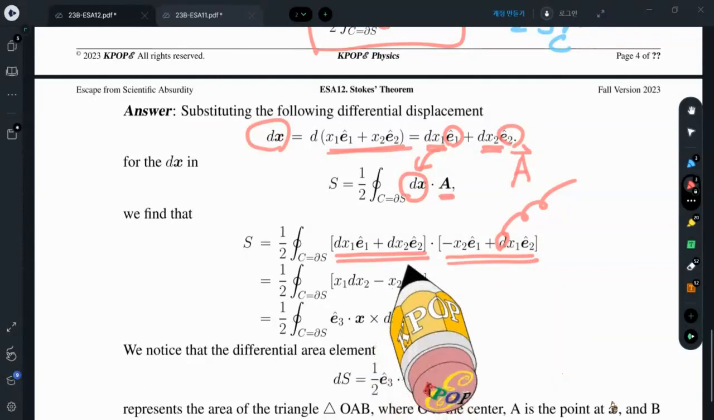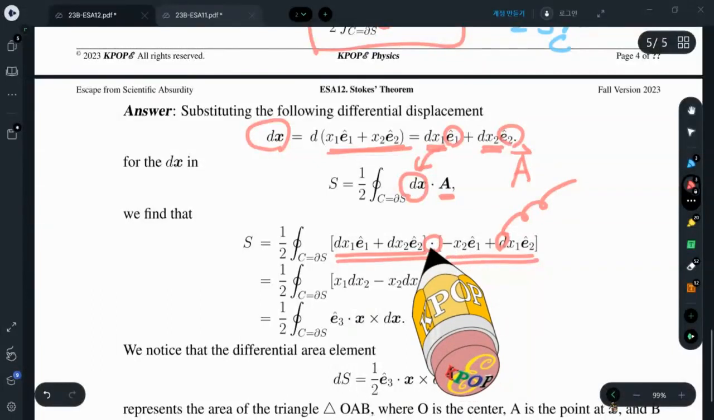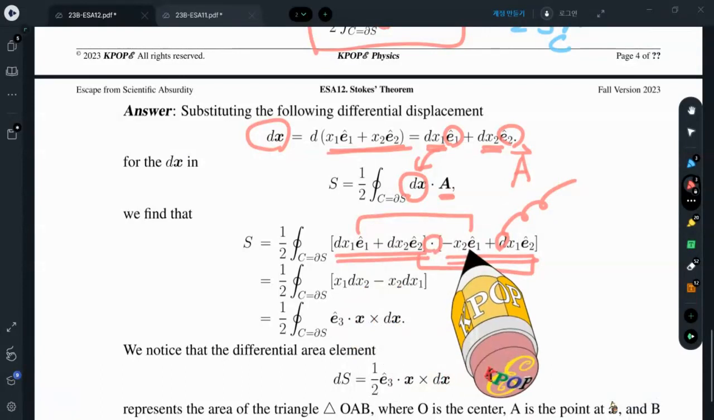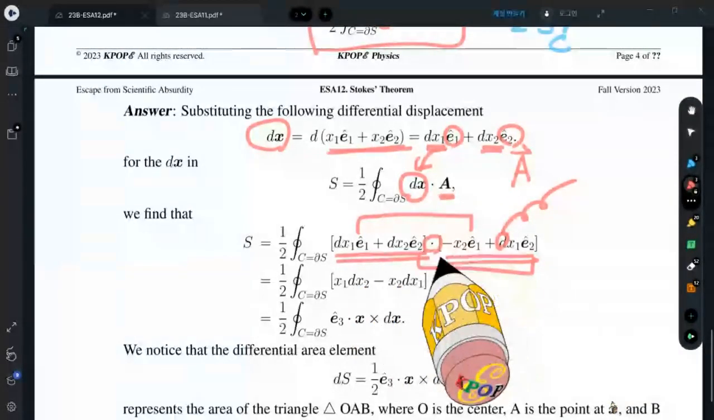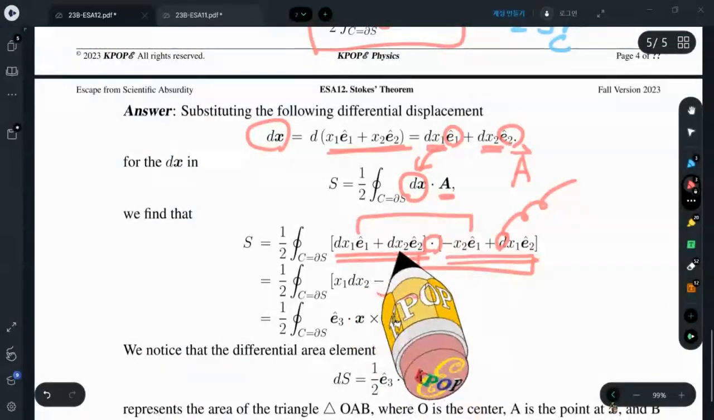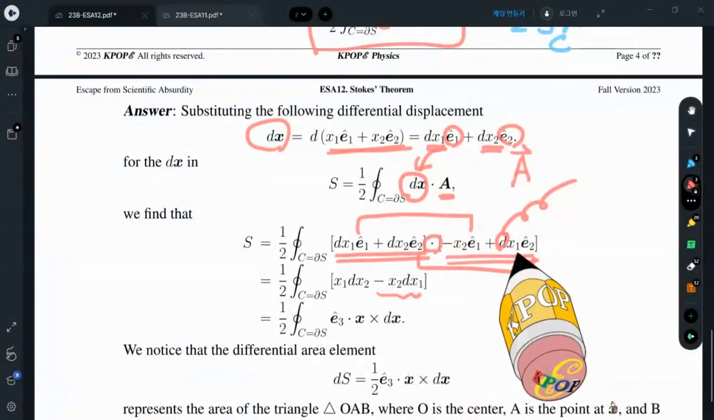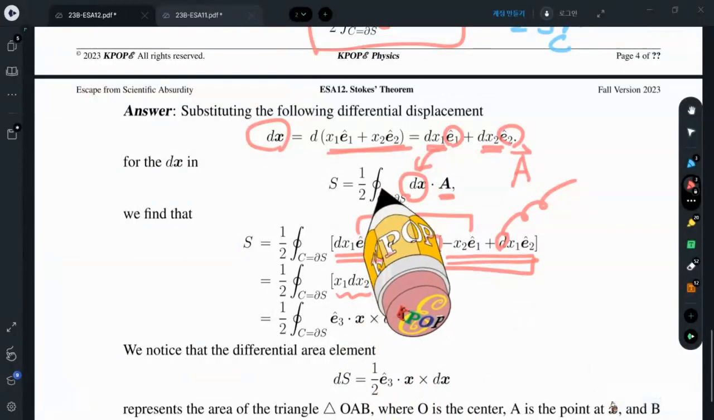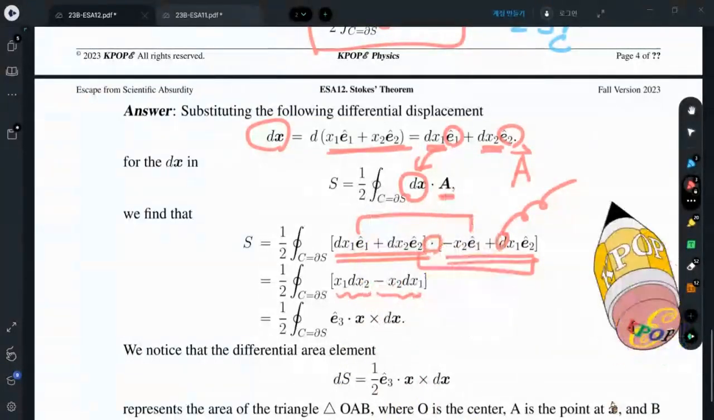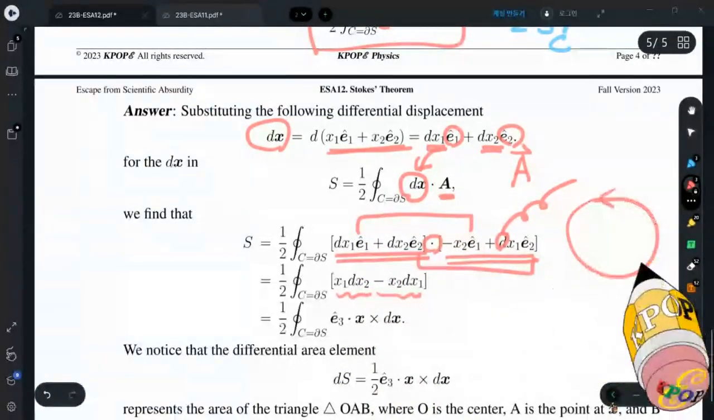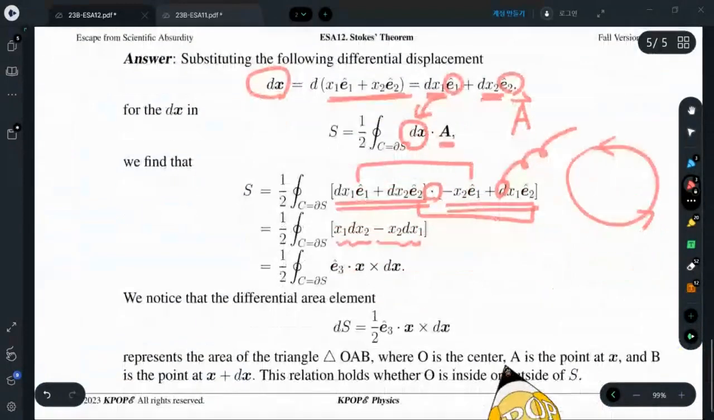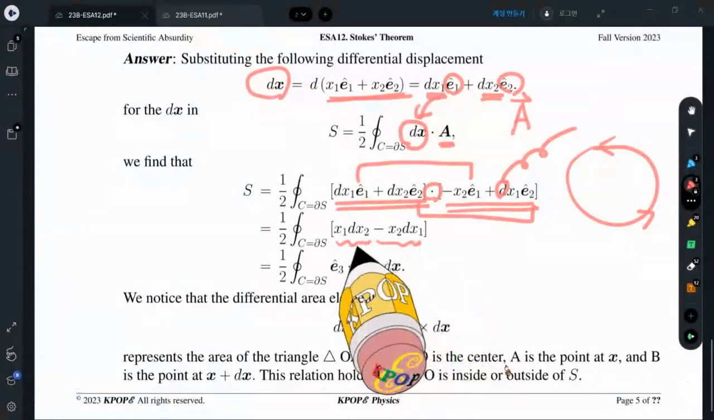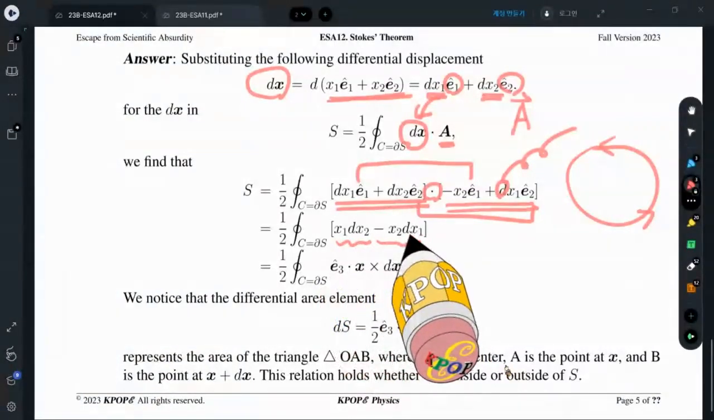Then, because this is a scalar product, 1 with 1 and 2 with 2. This one is multiplied by this 2. So we have minus x2 dx1 plus x1 dx2. And the integral is over a closed path, that means this circle.